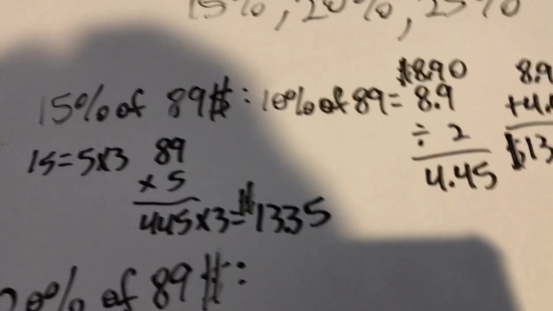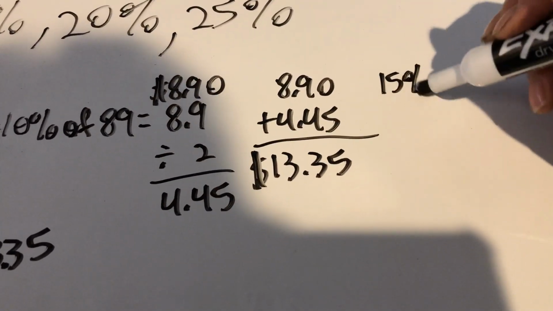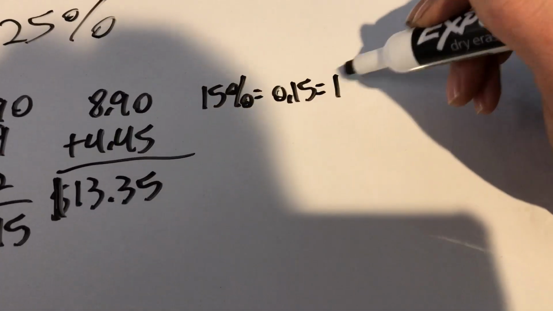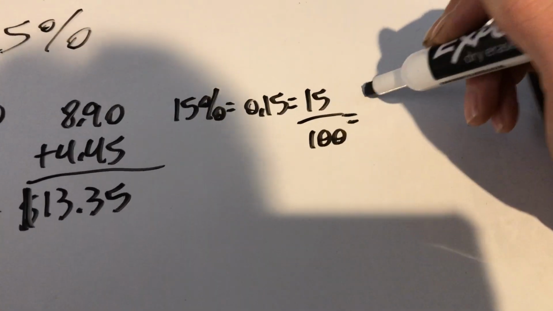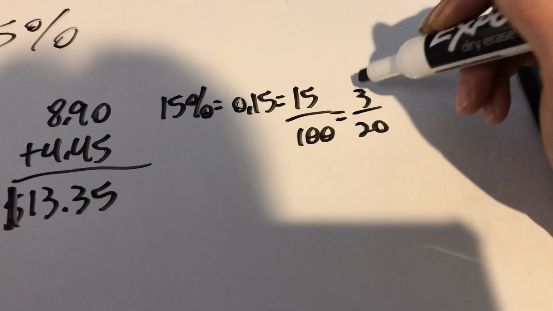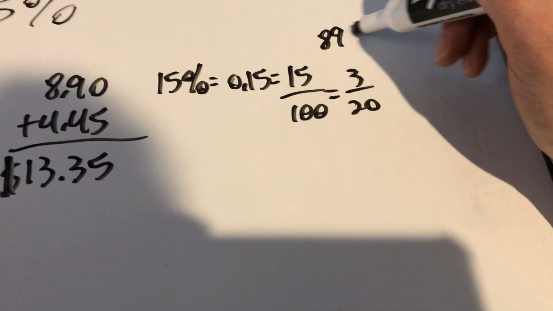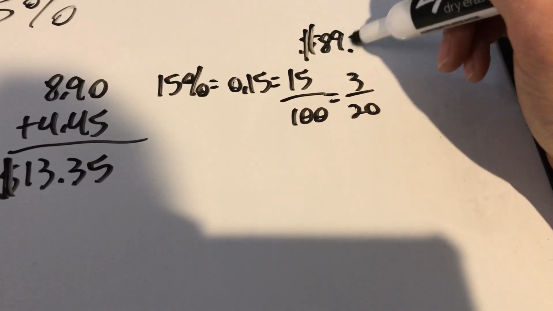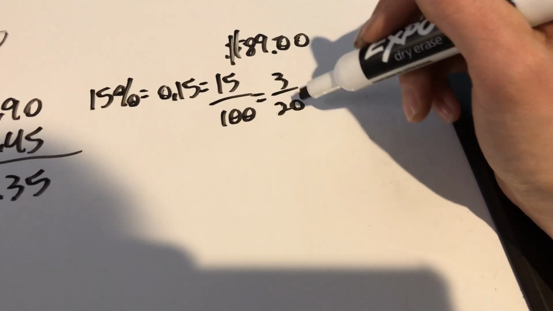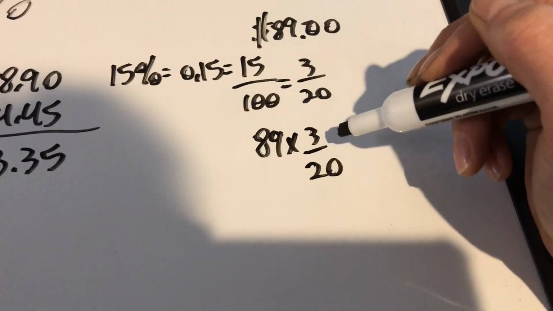Another way you can do this is you can imagine 15%, which equals 0.15, which equals 15/100ths, which is reduced to 3/20ths. 15 divided by 5 equals 3, 100 divided by 5 equals 20, so 3/20ths. Next step is bring 89 over. So you got $89 right here. Next step is you can multiply 89 by 3/20ths.